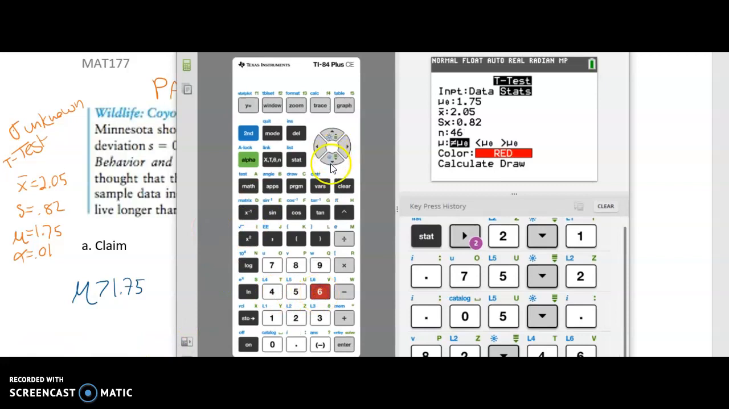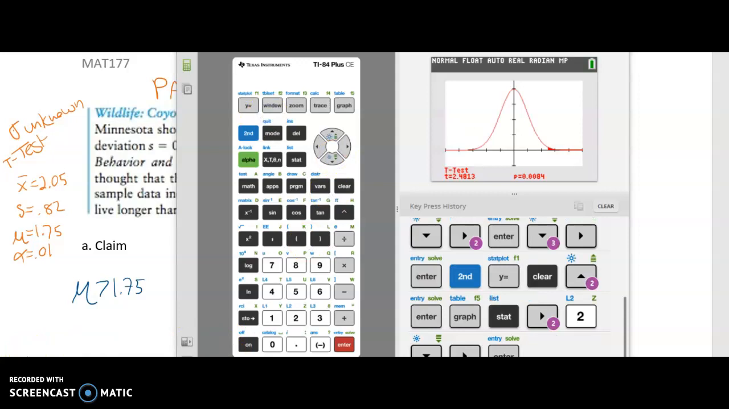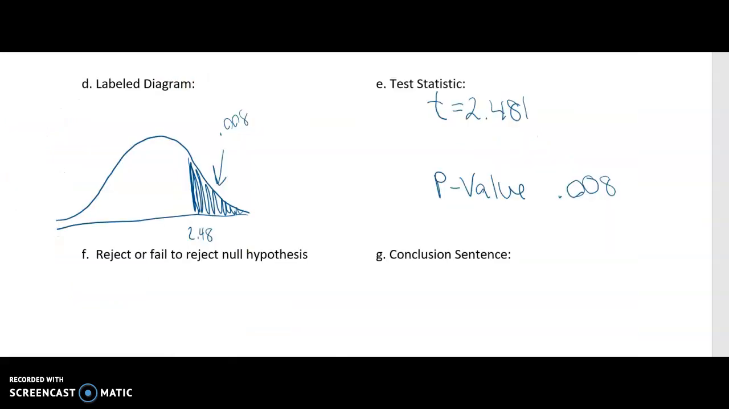Go ahead and you want to change the sign to greater than because that's what we have in our alternative hypothesis. Now go ahead and draw. You'll get t equals 2.4813 and your p-value is 0.0084. Copy that onto your sheet. I've copied down the information and now we need to determine whether to reject or fail to reject. So we'll write our p-value 0.008 on the left and then we'll write our alpha 0.01 on the right.